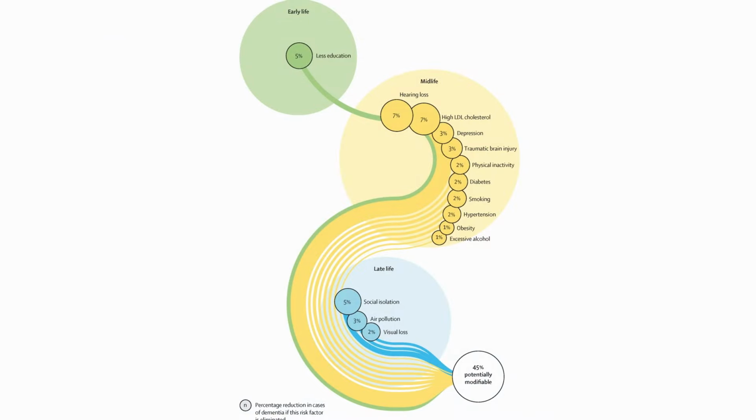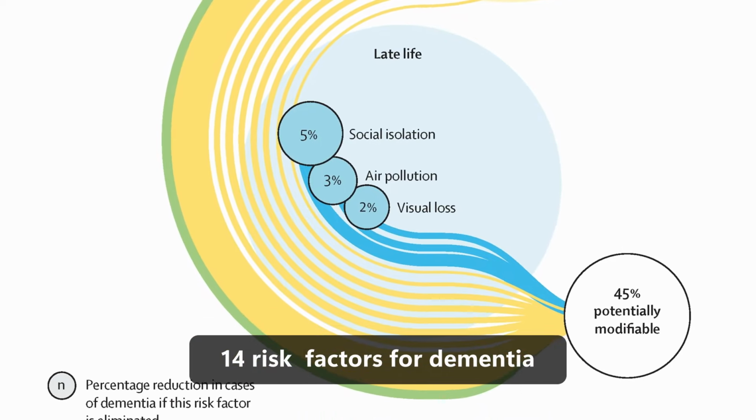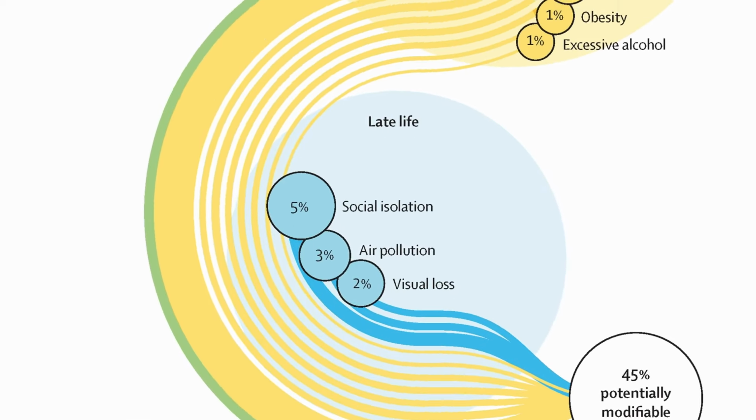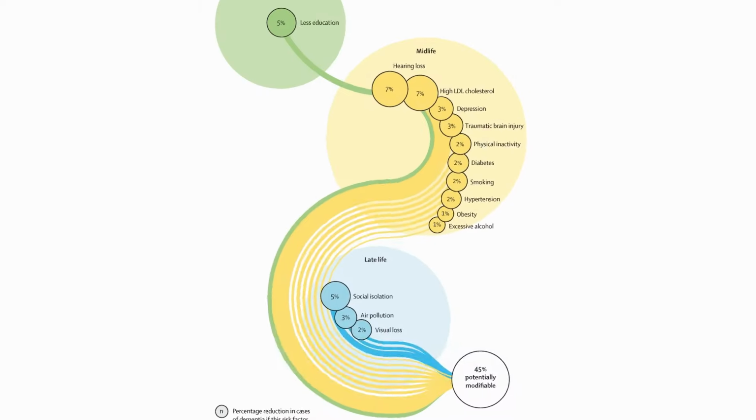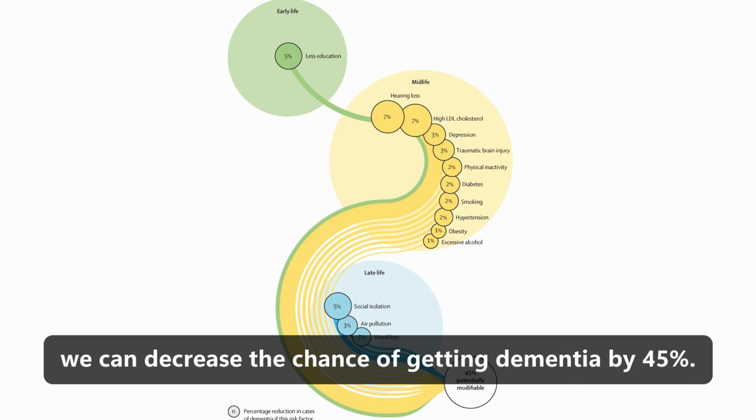Dr. Salamati, in the report published by the Lancet journal, dementia risk factors have been identified. Could you please explain them? Please notice the following picture from the Commission. As you can see, there are about 14 risk factors for dementia, and interestingly, the scientists calculated that if we eliminate these risk factors, we can decrease the chance of getting dementia by 45%.